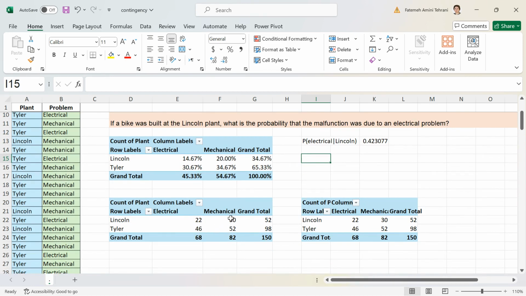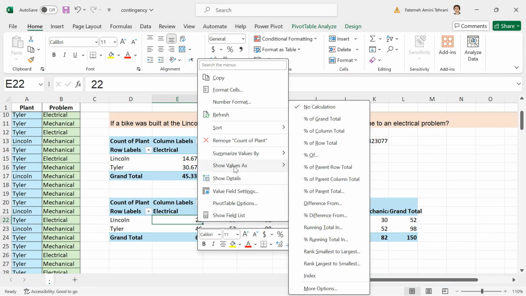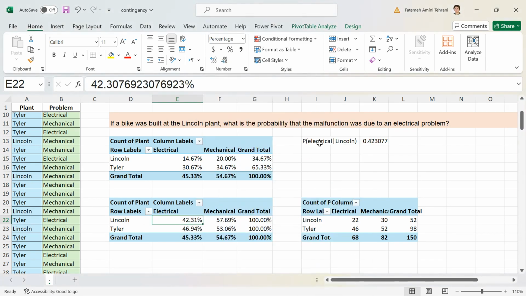Look at it, it's the same contingency table I made at the beginning. Now I'm going to convert that to a conditional probability. How? Because I'm looking for P of electrical given Lincoln, and Lincoln is the first row, I'm going to right click in the table, show value as percent of row total. Because Lincoln is the first row. The plants are rows, okay?